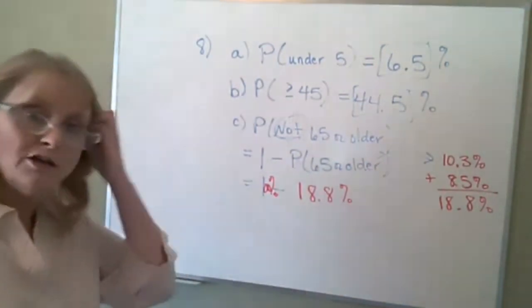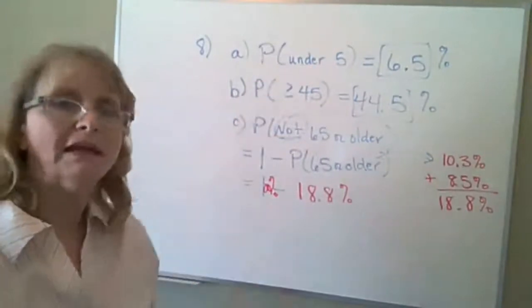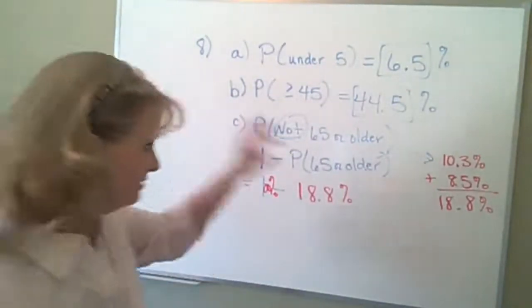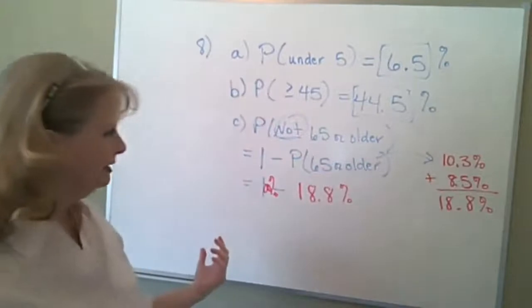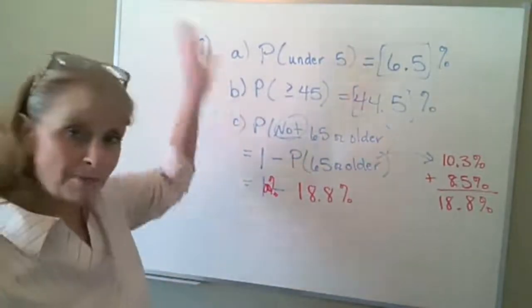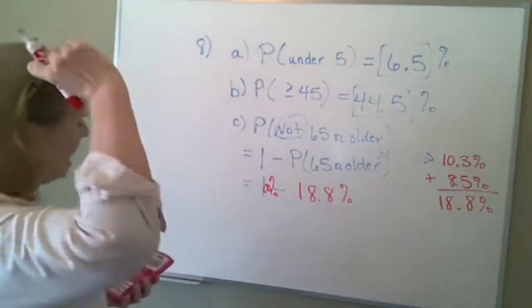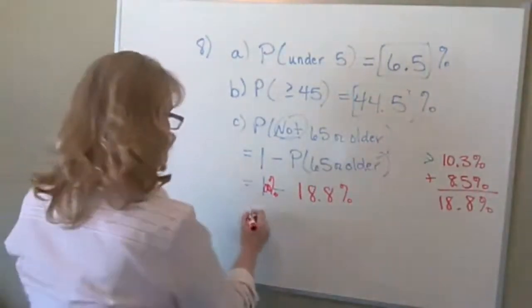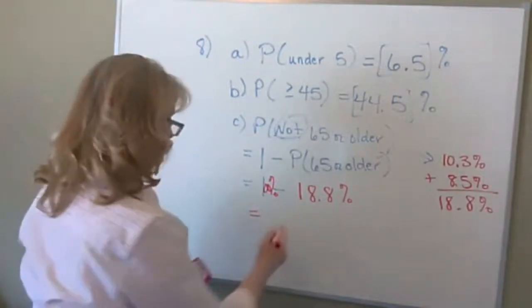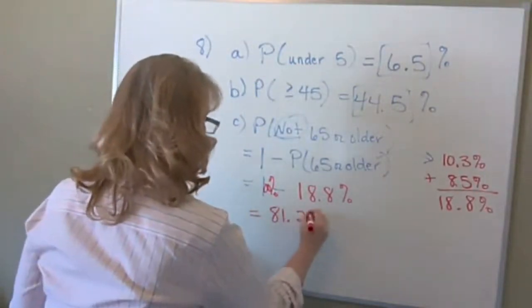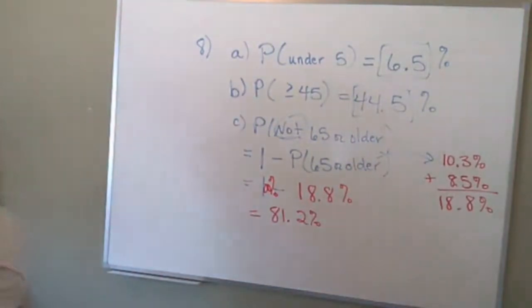Another way we could have done it is we could have added all the rest of them. That would be another way to do it. So instead of adding those two and subtracting from 1, we could have added up all the ones that were younger than 65. And that should have also added up to come to the same answer. And if I do it this way, though, using complements, I get 81.2%. And I need to do mine on here real quick so I can see what the last question is.